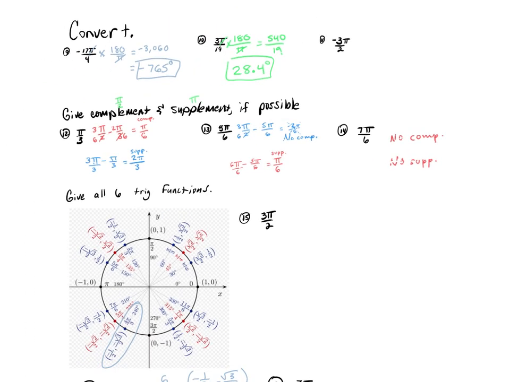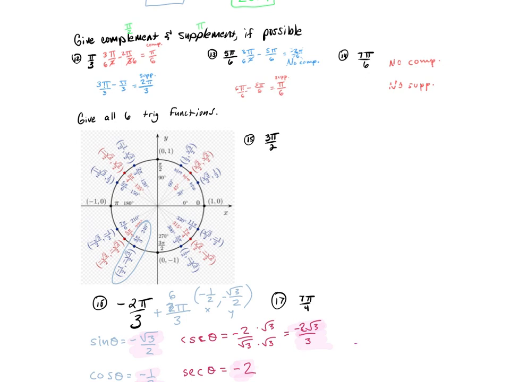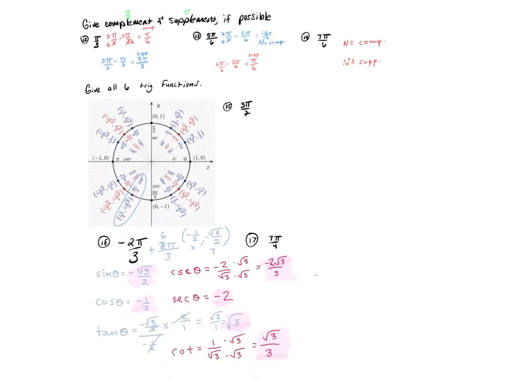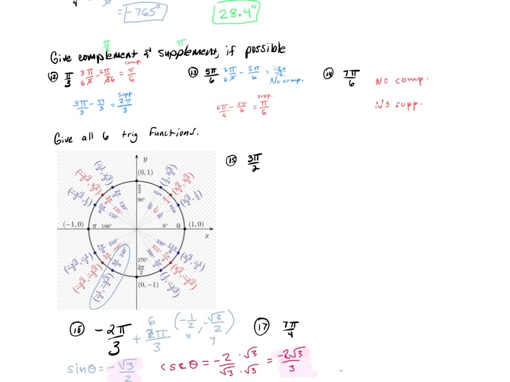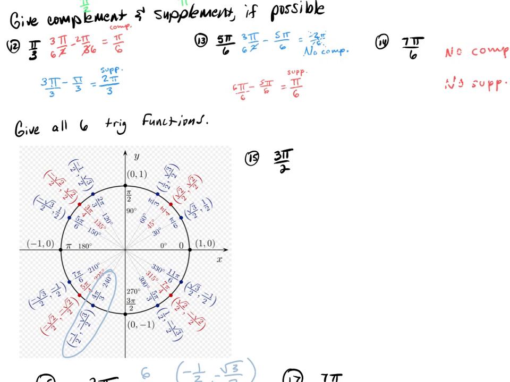Okay, let's do 15. Give all 6 trig functions. First thing we need to do is find 3 pi over 2 on our unit circle. That would be down here. So our coordinate is (0, -1). This is our x, this is our y.